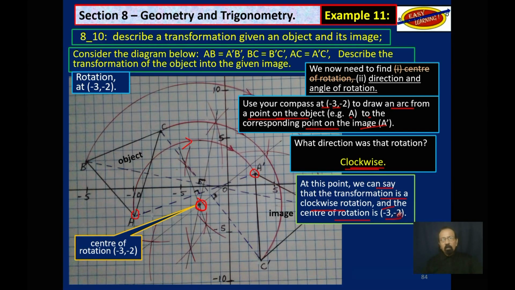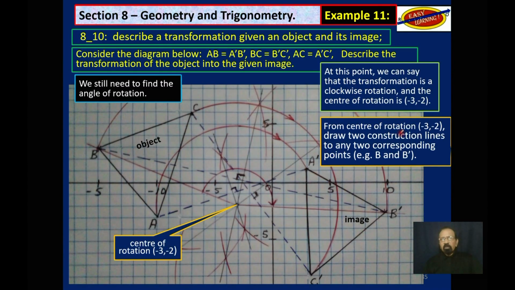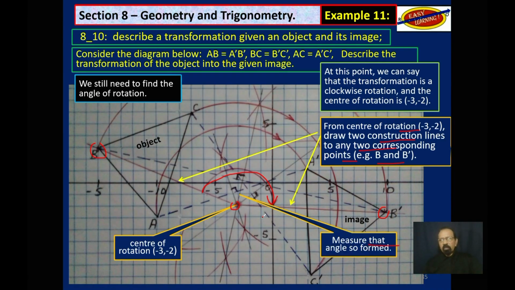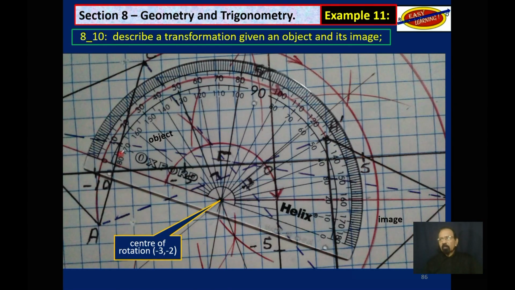Finally, what was the angle? We still need to find the angle of rotation. From the center of rotation, draw 2 construction lines to any 2 corresponding points, say B and B prime. Say from here to B and from here to B prime. Those 2 lines form an angle, and we will measure that angle. We measure it from here, go all the way around to here.